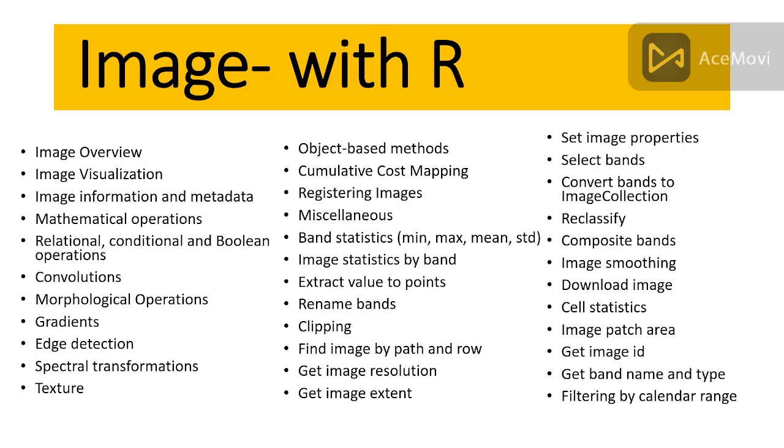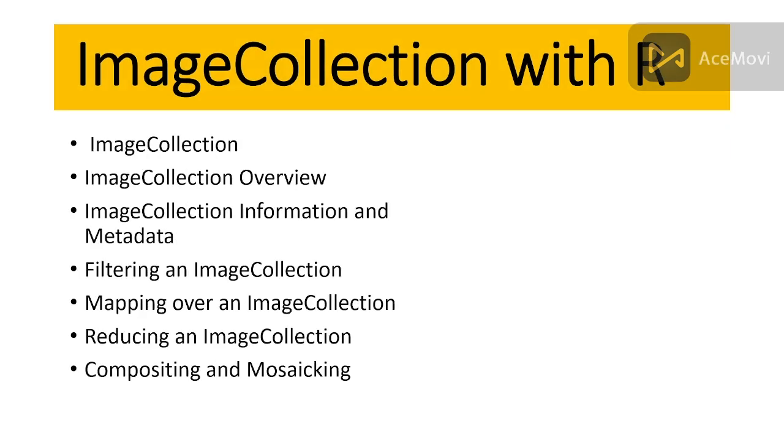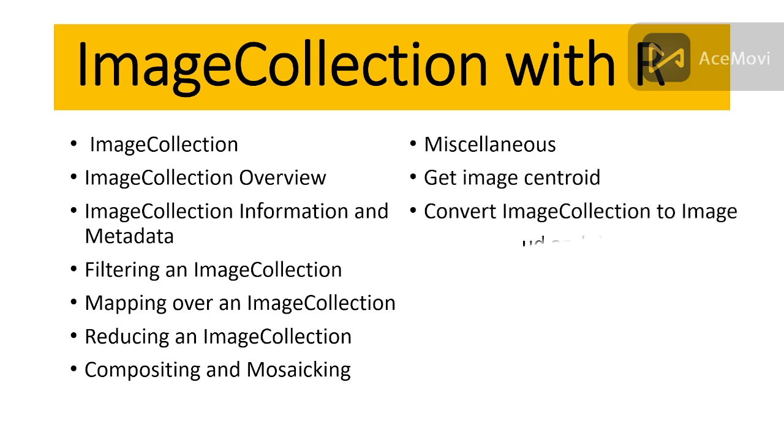Set image properties, select band, convert bands to image collection, how we can easily do reclassify, composite image, image smoothing, download the satellite image, cell statistics, image path area, get image ID, get the band name and type, filtering by calendar range, as well as also image collection with R. So mainly image collection overview, image collection information and metadata, filtering an image collection, mapping over an image collection, reducing an image collection, composite and mosaic using this image collection, as well as we also try to discuss getting the image centroid, and then also convert the image collection to image, sort by cloud and date.